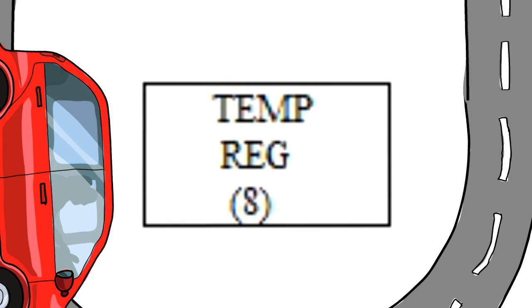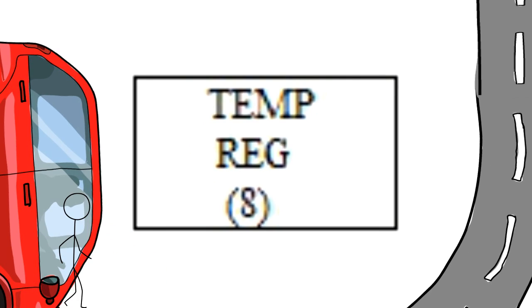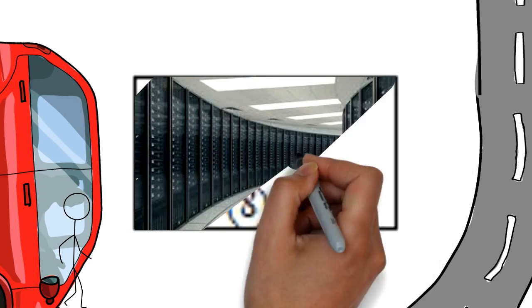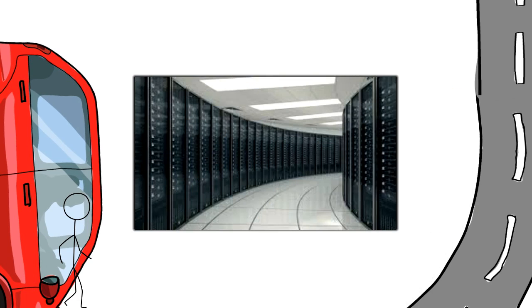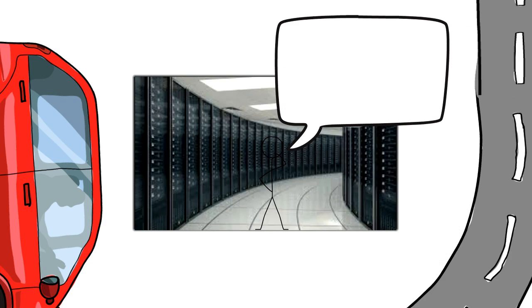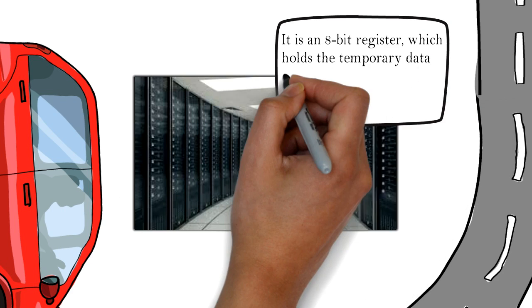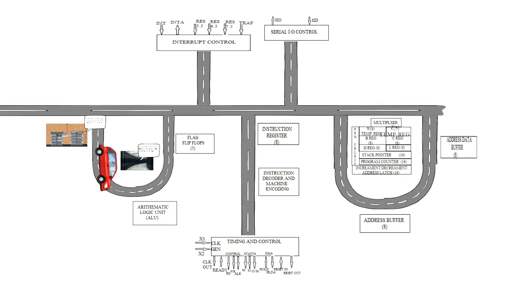Next, we'll take you inside the temporary register. Here, in temporary storage, we have placed some shelves inside in order to show its resemblance as well. So, let's get into the temporary register. It is also an 8-bit register which holds the temporary data for ALU operations.